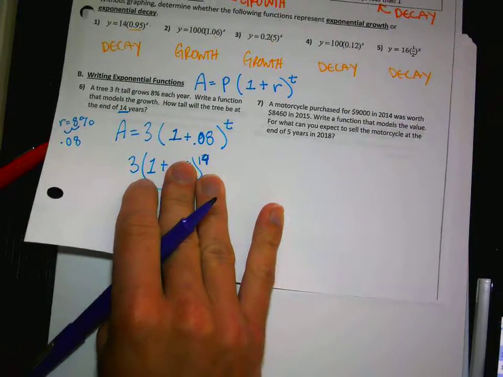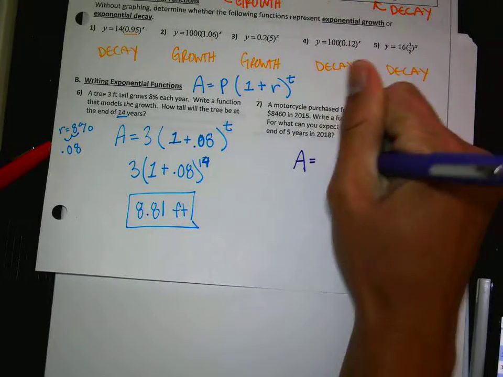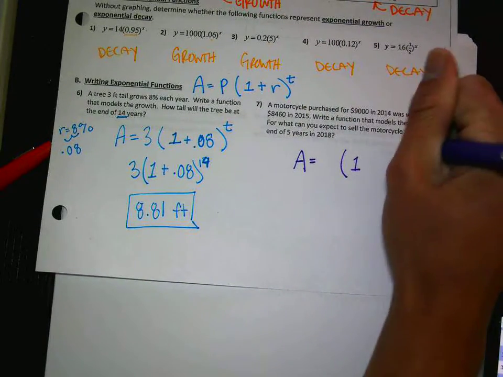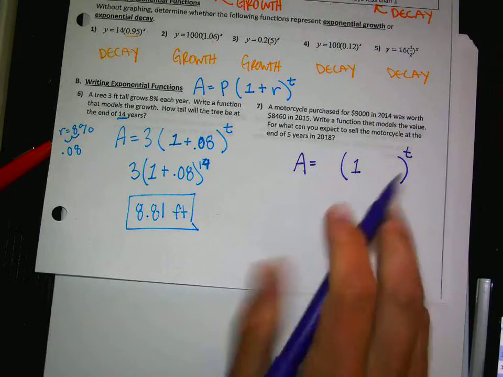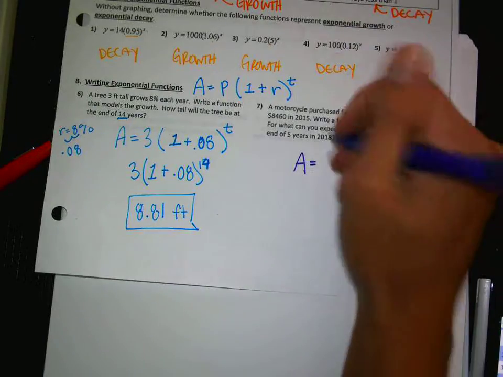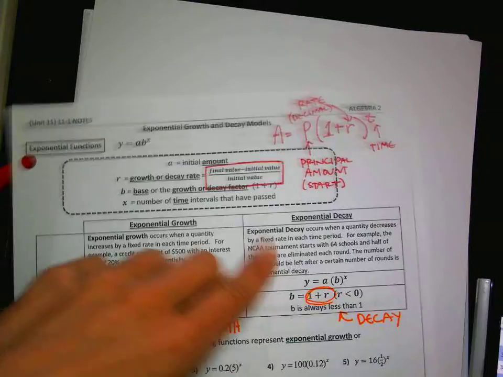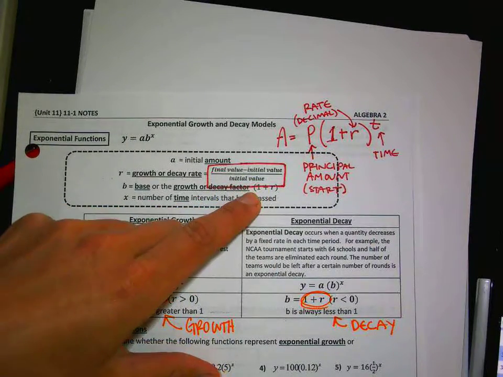All right, number 7 is a little different. We are still going to write a function, so we still need to figure out our starting value and our rate. So a motorcycle purchased for $9,000 in 2014 was worth $8,460 in 2015. Write a function that models the value for what can you expect to sell the motorcycle at the end of 5 years in 2018. So what is my starting value? 9,000. And then does it give me a rate? No. So this is where you're going to have to use final value minus initial value over initial value.